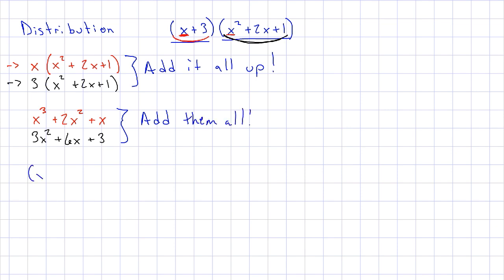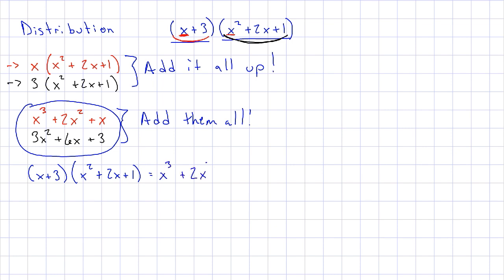So x plus 3, this is my original problem, just rewriting it so that I'm clear. The original problem, x plus 3 times x squared plus 2x plus 1, is equal to all of this in the red and the black all added together. So I have x cubed plus 2x squared plus x, plus all this stuff in the black, 3x squared plus 6x plus 3.